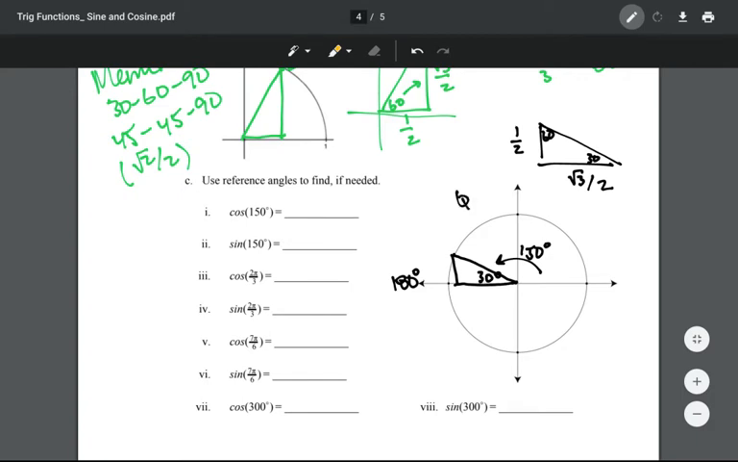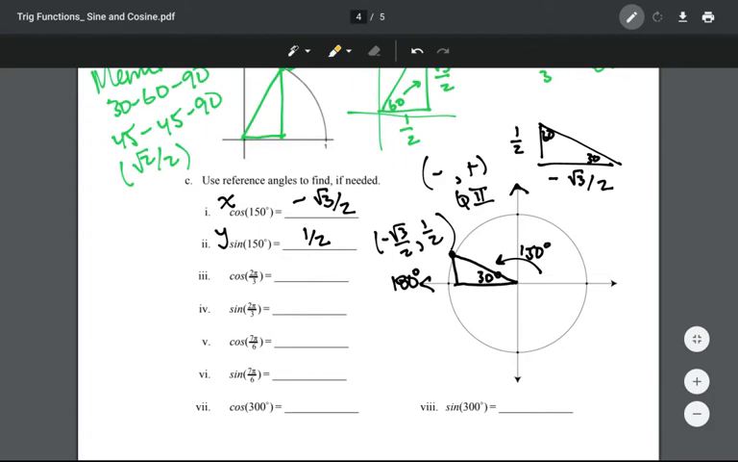Let's check our signs. I'm in quadrant 2. I have positive y values and I have negative x values. So I want a negative on the radical 3/2. So this point right here is negative radical 3/2, comma 1/2. I want cosine, which is the x value. That's going to be my negative radical 3/2. Next, I want the sine, which is the y value, and that's going to be 1/2.